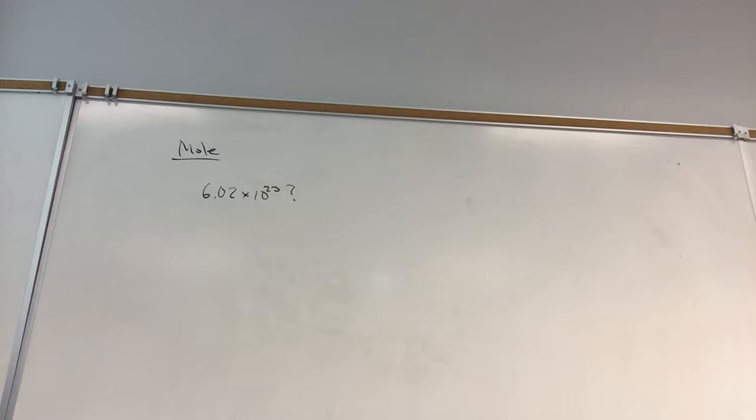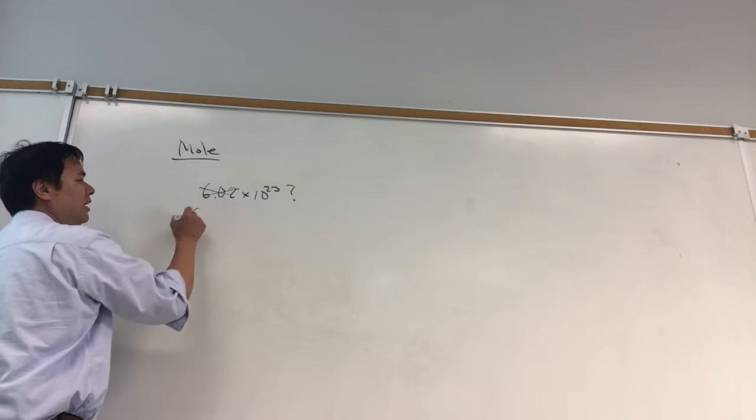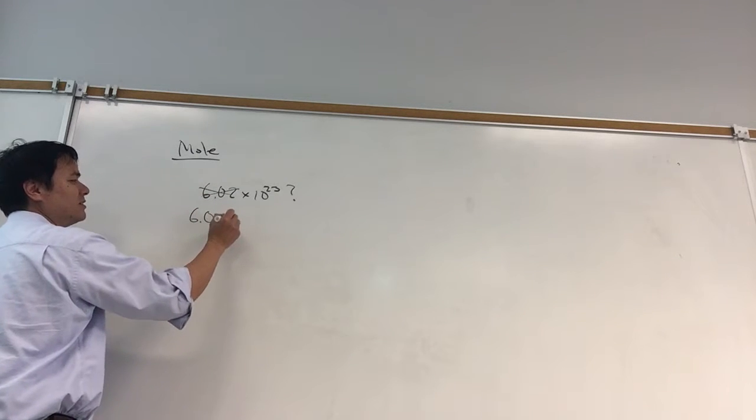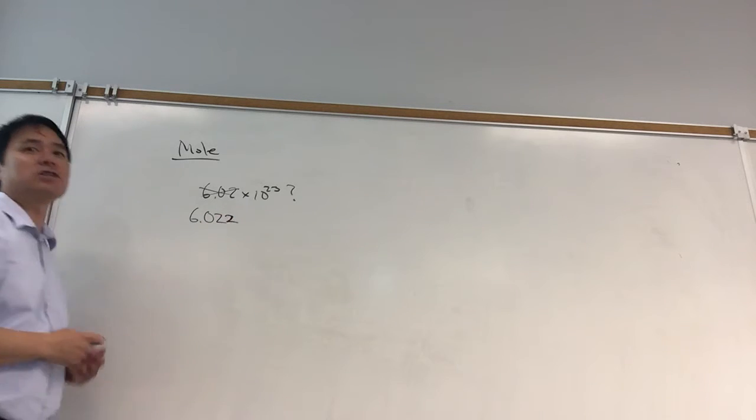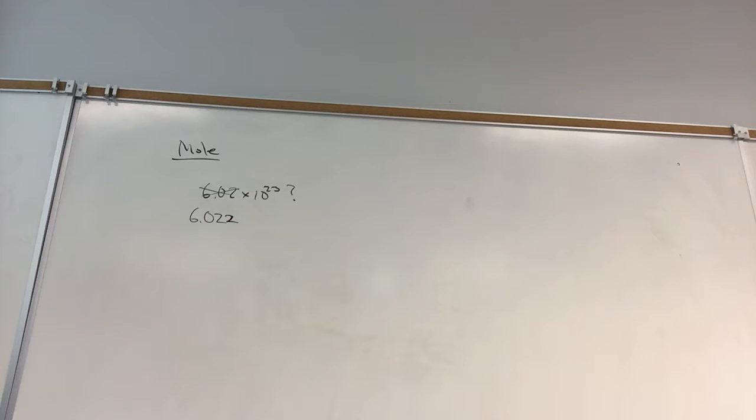True or false? Unfortunately, false. Why is it false? Because that's only 3 sig figs. In Chem 1A, you have to memorize it to 4 sig figs. And so let me rephrase the question. There are exactly 6.022 times 10 to the 23rd objects in a mole. True or false? False.